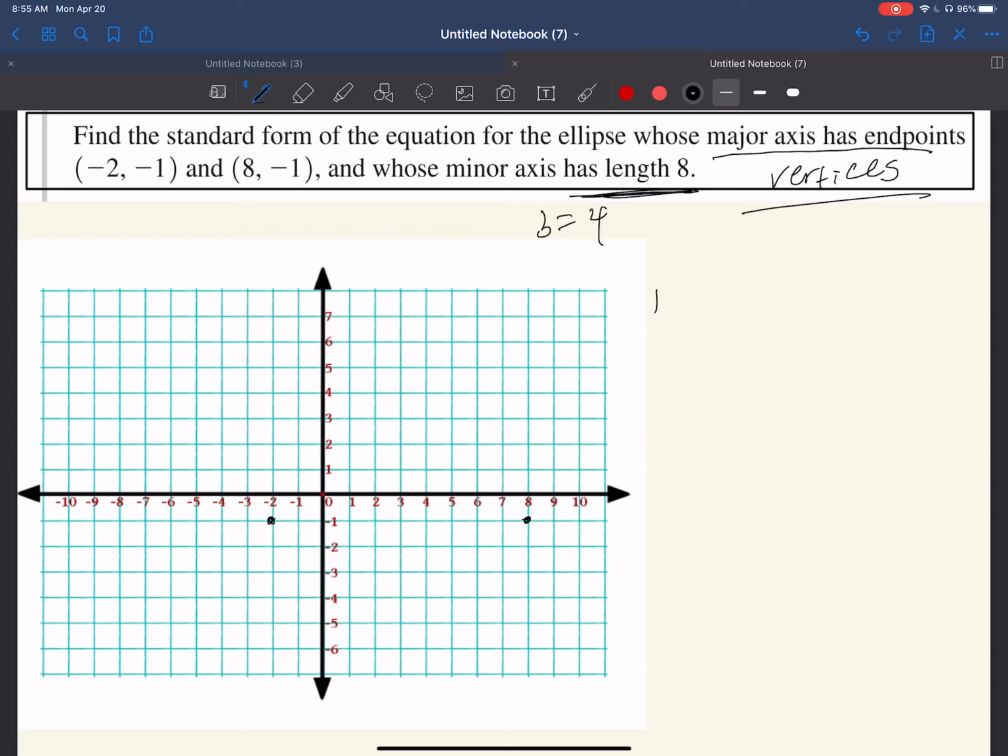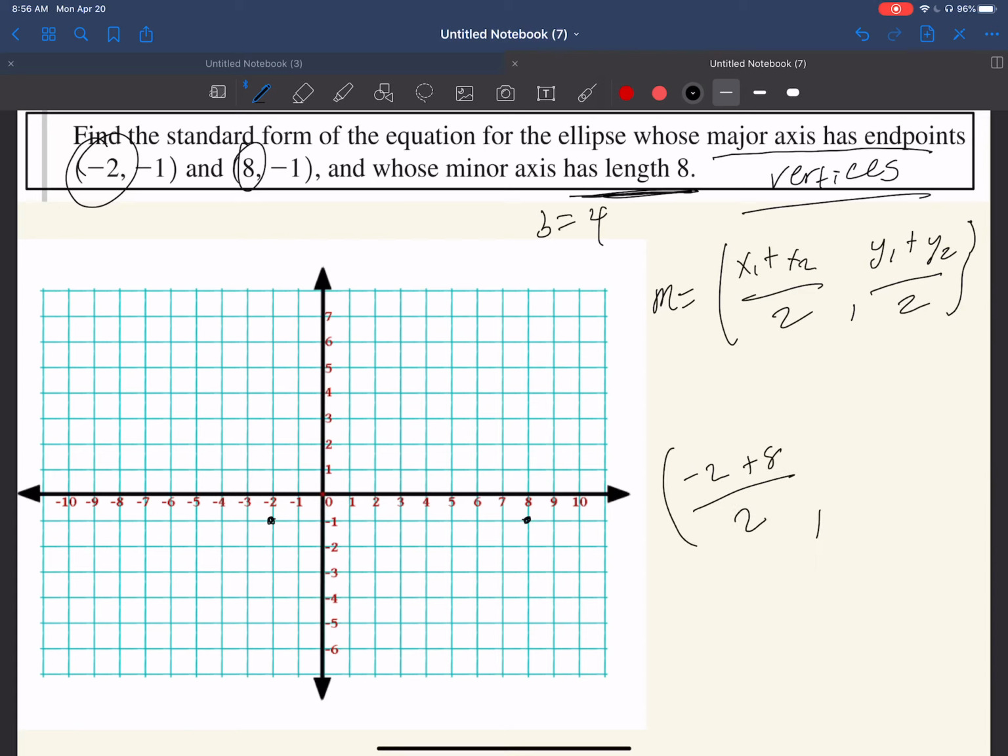So all we have to do is use the midpoint formula, which is going to be x1 plus x2 over 2, comma y1 plus y2 over 2. So to find the midpoint, all we have to do is add up the x values. So negative 2 plus 8 and divide that by 2. To find the y, negative 1 plus negative 1 over 2. So negative 2 plus 8 is 6, 6 divided by 2, and then that will be negative 2 over 2. 6 divided by 2 is 3, and the negative 2 divided by 2 is negative 1. So our center is actually at 3, negative 1.